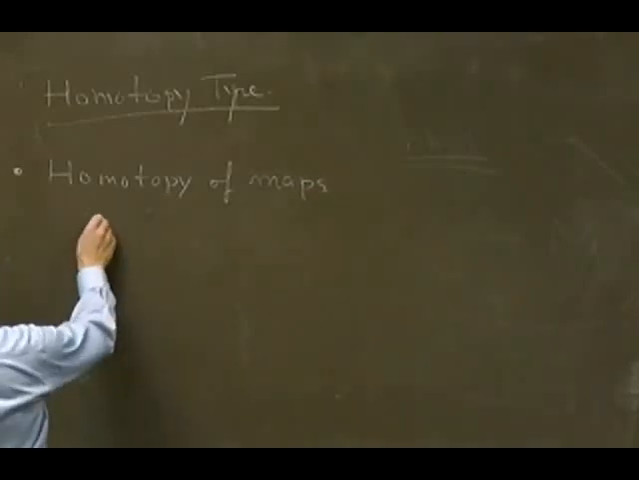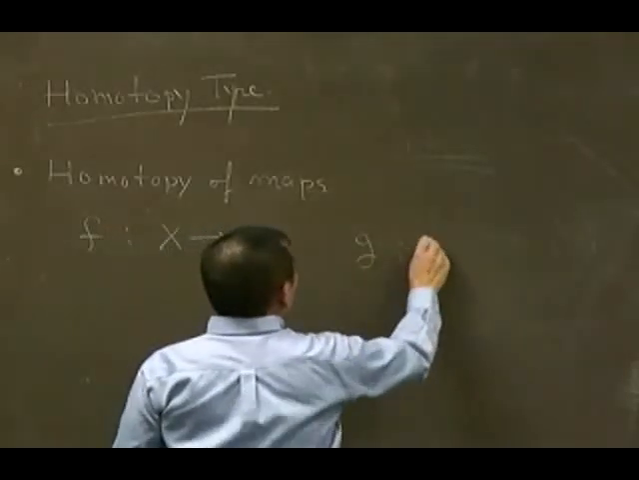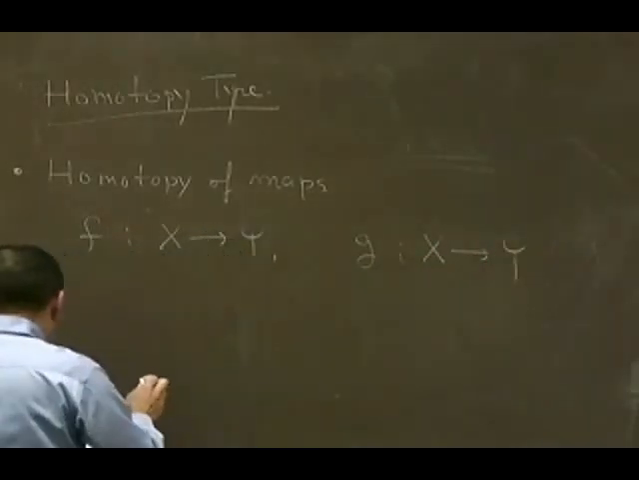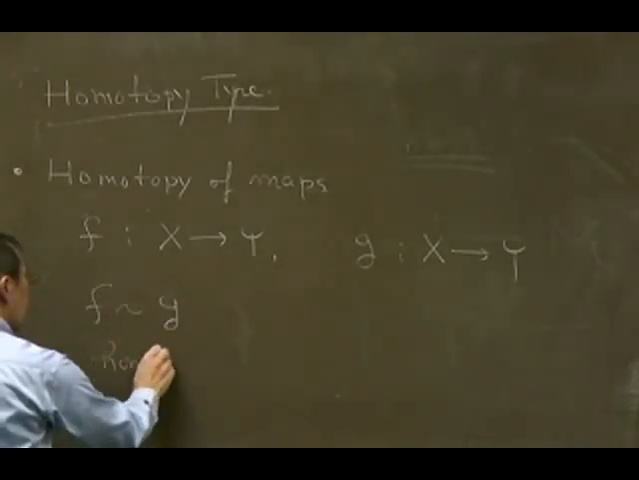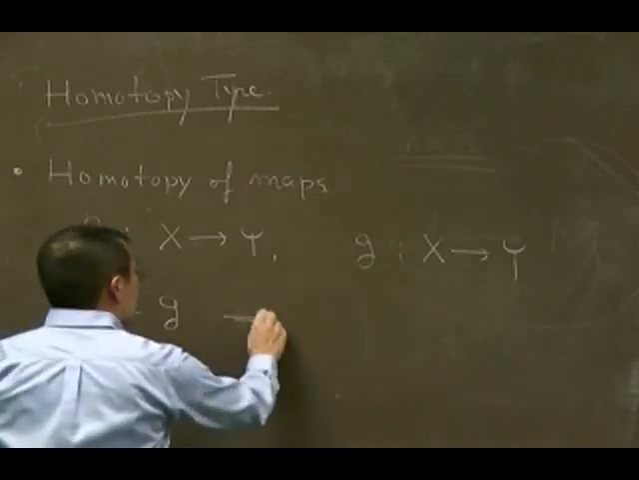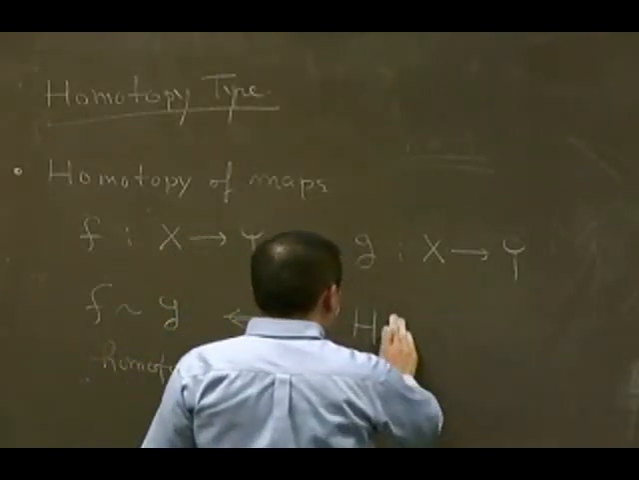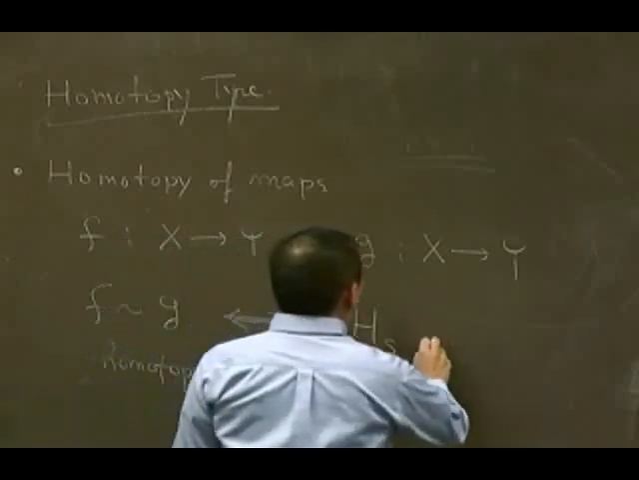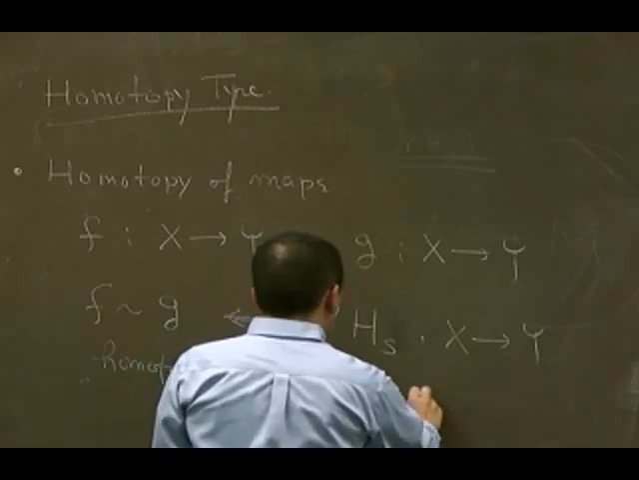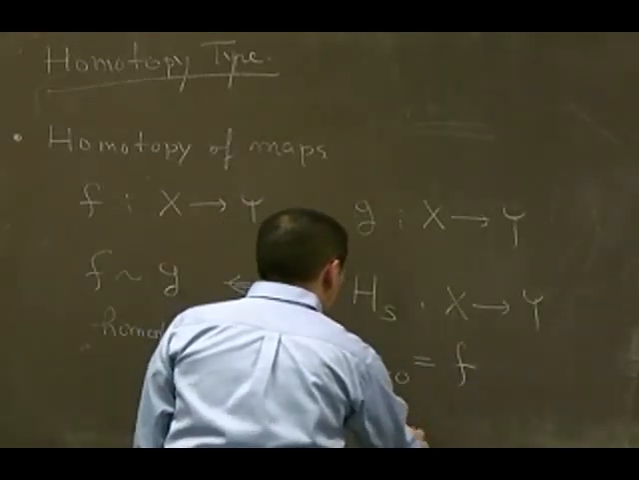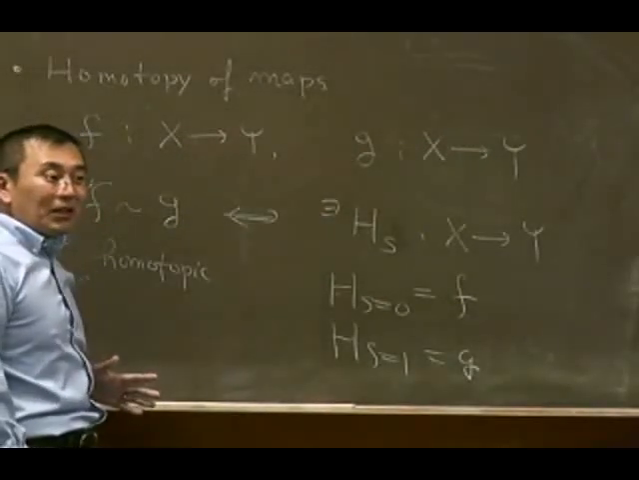That is, suppose you have a map F which goes from X to Y, and suppose you have another map G which goes from X to Y. Then we say that F is homotopic to G if there is some map H parameterized by s which maps X to Y in such a way that H at s equals 0 is F and H at s equals 1 is G. So if one can continuously deform one map to the other, we say that they are homotopic.